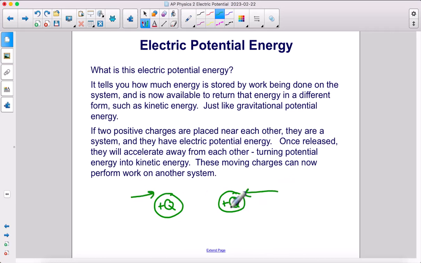They don't want to be near each other, so you had to do work by an external force to get them near each other. Now they have electric potential energy, and it has to do with the magnitude of the charges and how far apart they are from each other. Once they're released, they will accelerate away from each other, turning potential energy into kinetic energy. These moving charges can now perform work on another system.